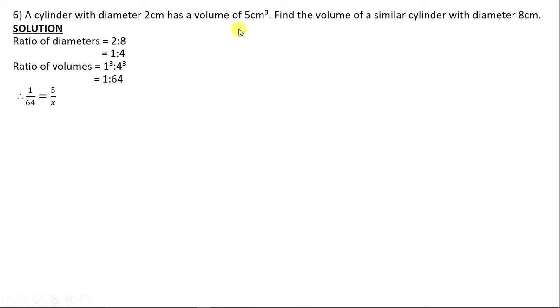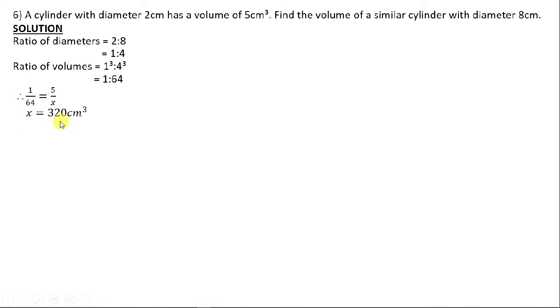The volume of the smaller cylinder has been given, which is 5. We don't know the volume of the larger cylinder. So we are going to say 1 over 64 is equal to, this one is a direct proportion. So where there's the smaller volume or the smaller ratio, you put on top. For the larger one, we don't know, so we'll put x. From here, what are we supposed to do? We'll cross multiply. If you multiply 1 times x, you get 1x.